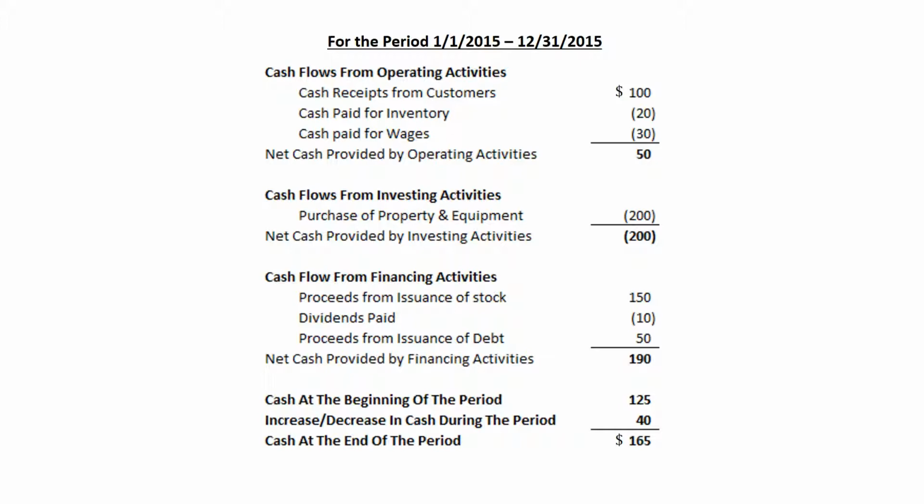Okay, now let's look at the cash flow from investing activities. This is going to include gains and losses on investments and the amount spent on capital assets. In the case of this cash flow, we can see there was a purchase of property and equipment of $200.